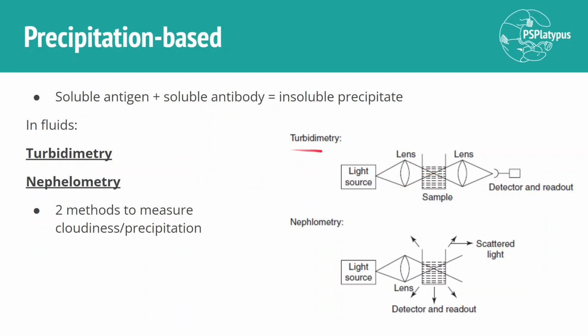One is called turbidimetry. Turbid refers to the cloudiness of the sample. Nephelometry is another one. The only difference is that in turbidimetry, you have a detector on the other side, and we read how cloudy it is. But in nephelometry, we read the scattered light from the formation of the precipitate. So it's just two methods to measure how much precipitate forms, which tells us how much antigen is there.